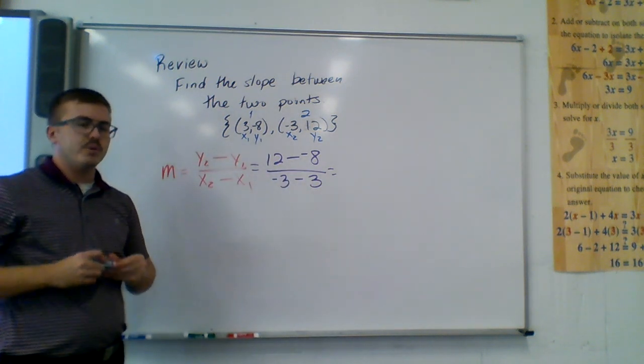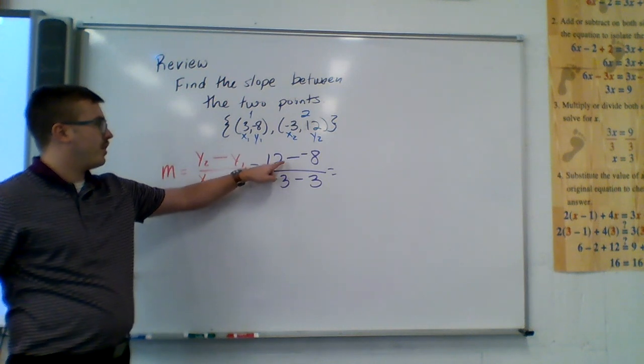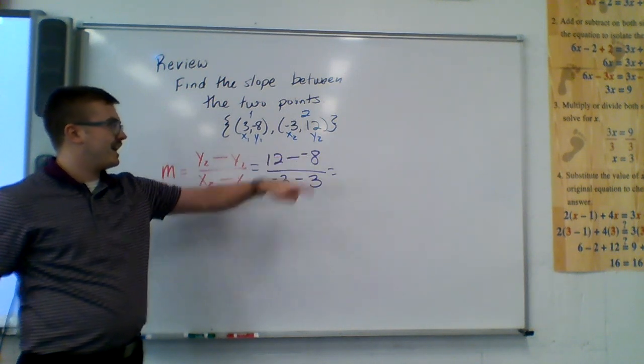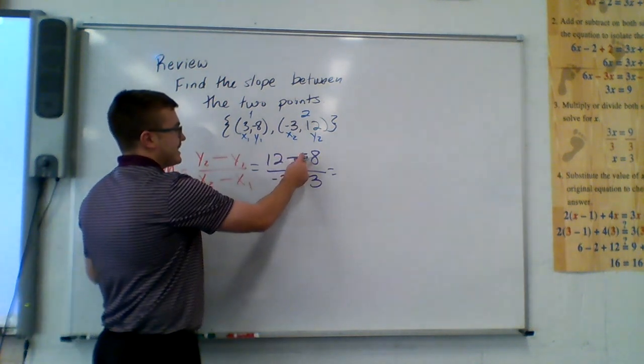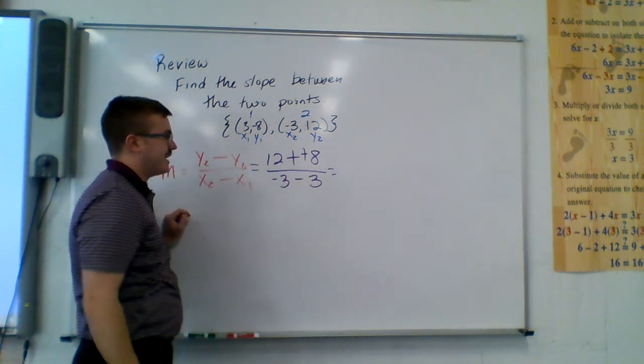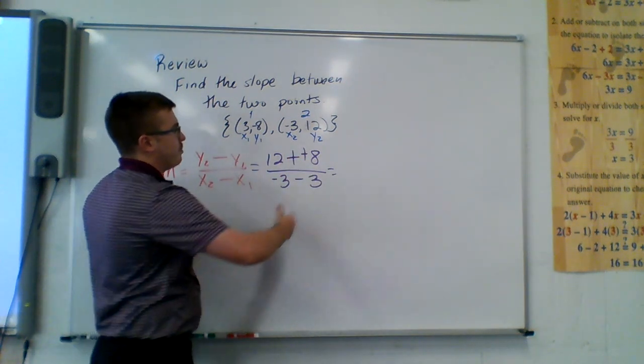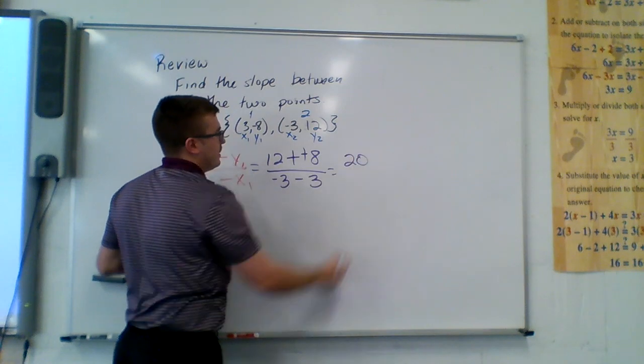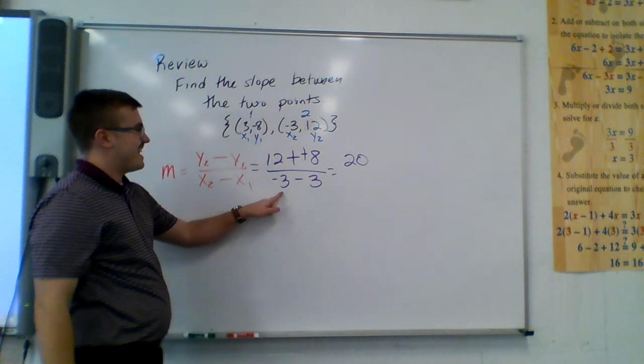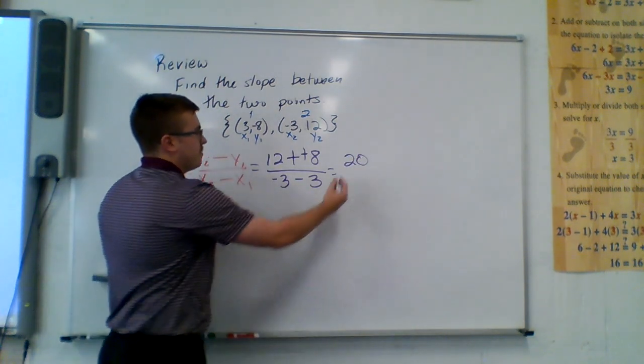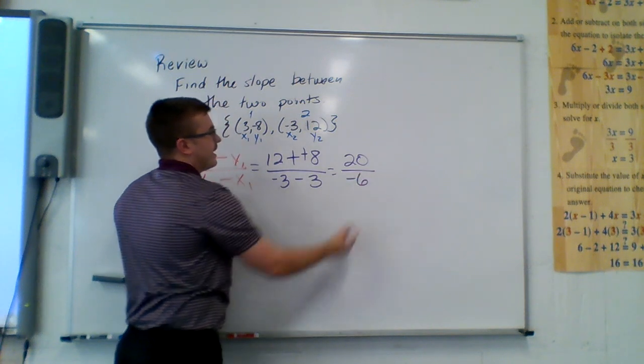Make sure you're careful with the negatives, because when we do 12 minus -8, remember minus a negative turns into plus positive. 12 plus 8, that gives me 20. -3 minus 3 more, now I'm at -6.